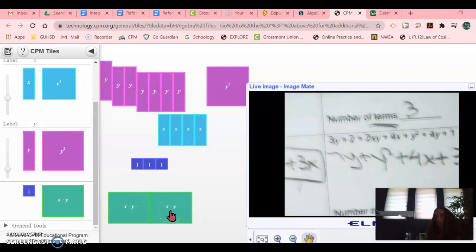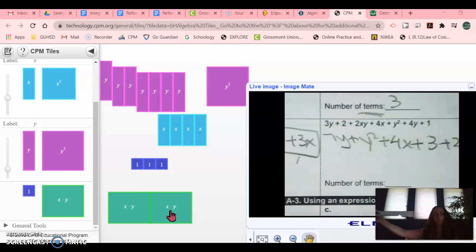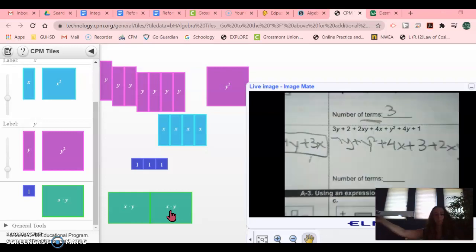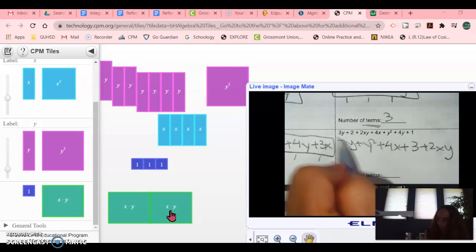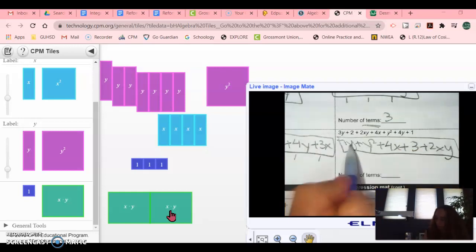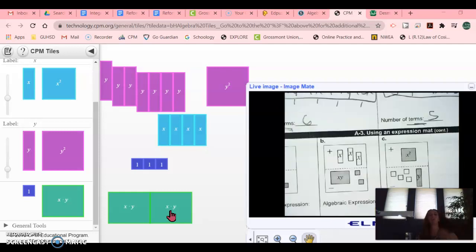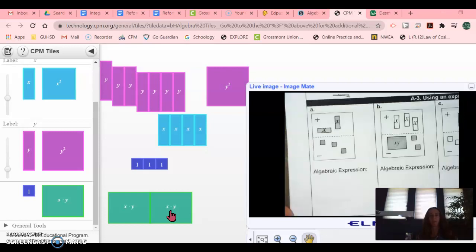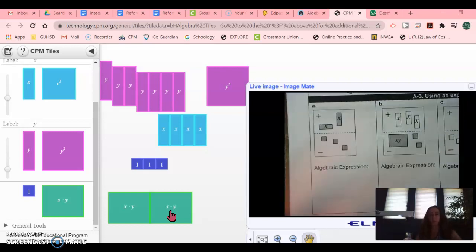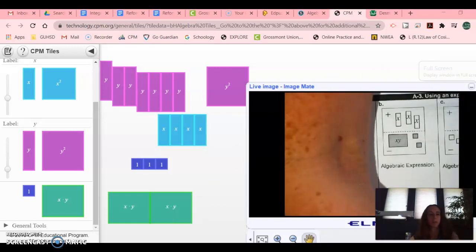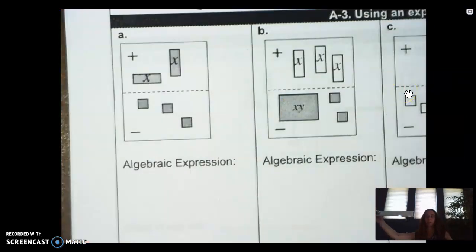let me move that over a little bit, so let me zoom it out a little bit. Okay. Now I have 1, 2, 3, 4, 5. That's the number of terms. Okay, so you can always use this to help you. All right, now we're going to do something different. So let me get out of that. Let me make this bigger. Let me zoom it out.